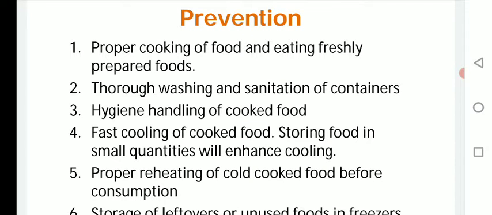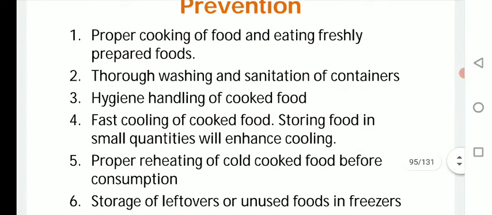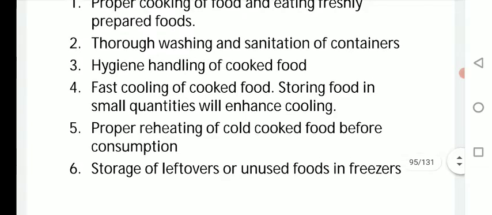Then prevention. So proper cooking of food and eating freshly prepared foods, then thorough washing and sanitization of containers, then hygienic handling of cooked foods, then fast cooling of cooked foods, then storing foods in small quantities will enhance cooling, and proper reheating of cold food before consumption, and storage of leftovers or unused foods in freezers. So all these are preventive measures to eradicate this disease.